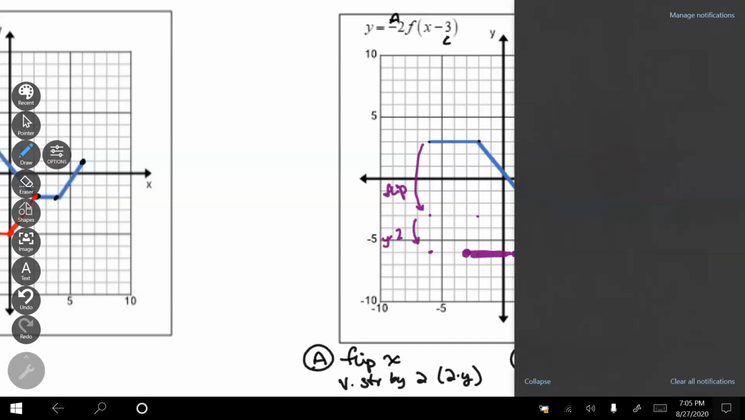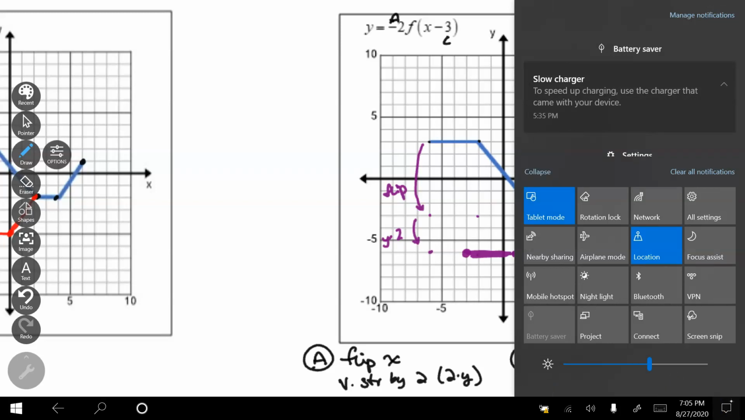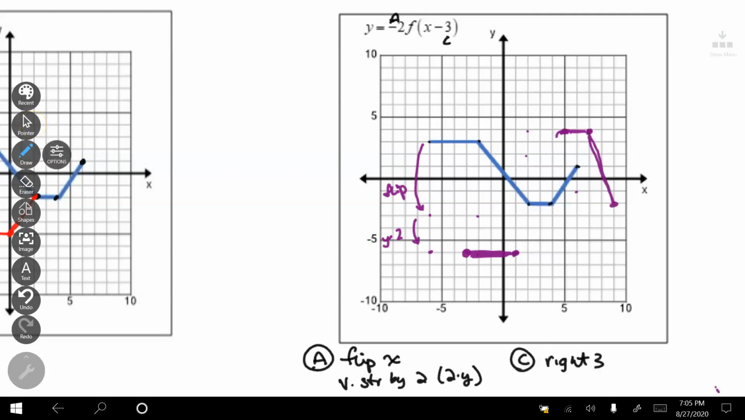Yeah, this is going to be a tough one. And then this graph, this one down here like this. It's definitely flipped upside down, probably twice as vertically big as before, and right 3.